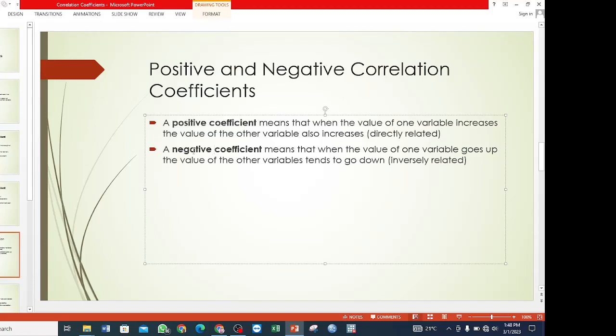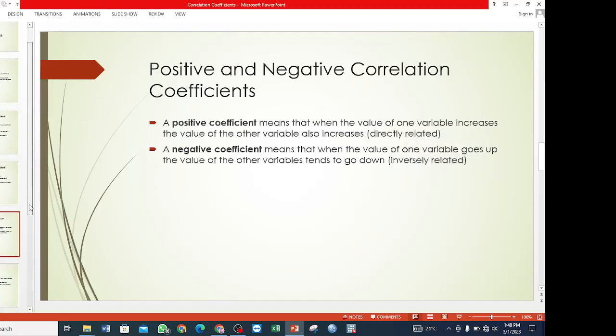But if you get a negative coefficient, that would mean that when the value of one variable increases, then the other variable goes down. And that relationship is described as inverse, or the variables are inversely related. That is for a negative coefficient.